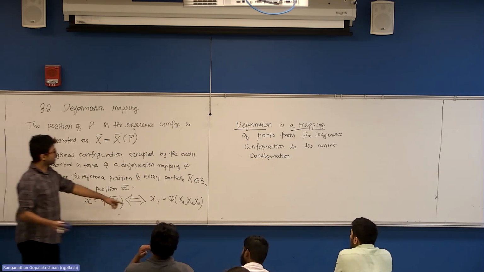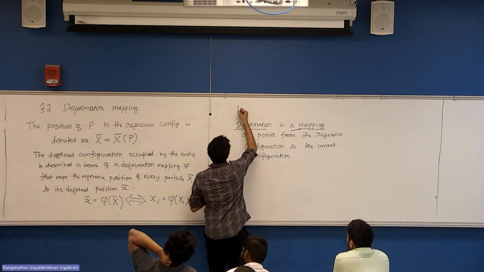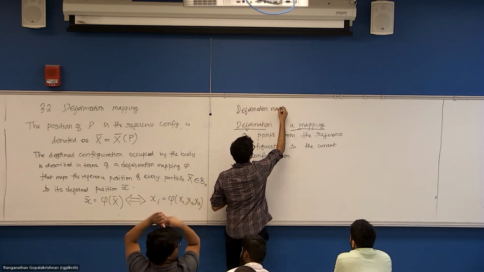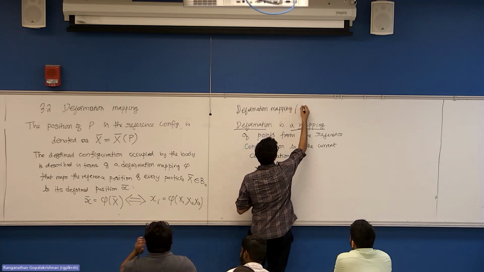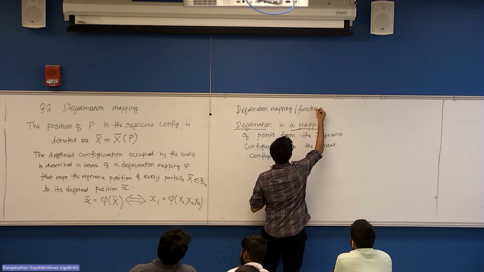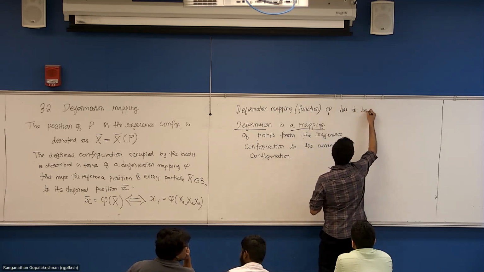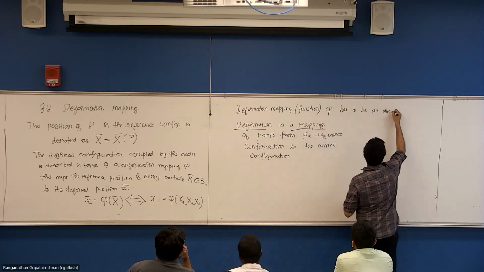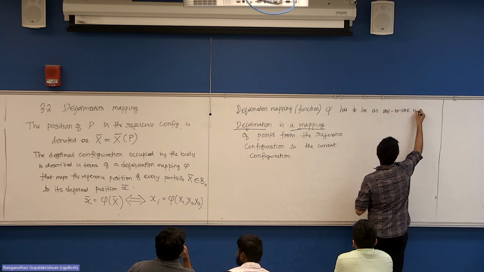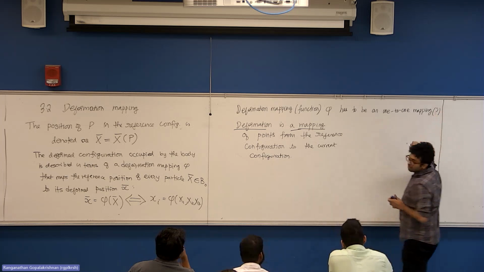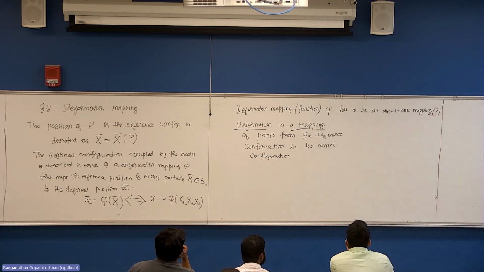So this mapping here, phi, the deformation mapping, mathematically speaking, is also like calling it a function. Function phi has to be a one-to-one mapping. It has to be a one-to-one mapping. What does that mean and why? Why should phi be a one-to-one mapping function? What is one-to-one doing here?